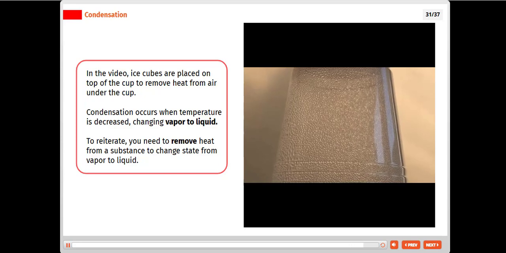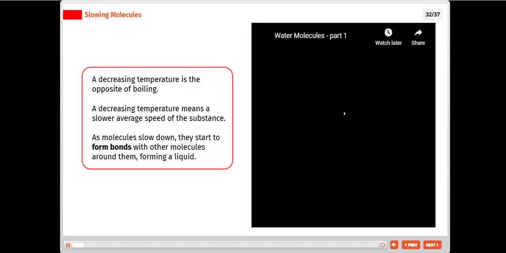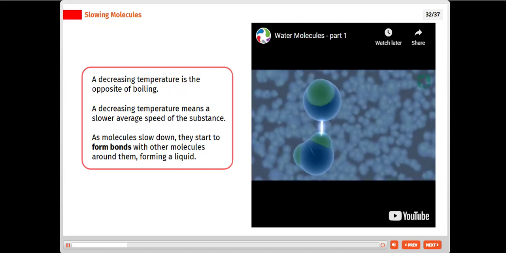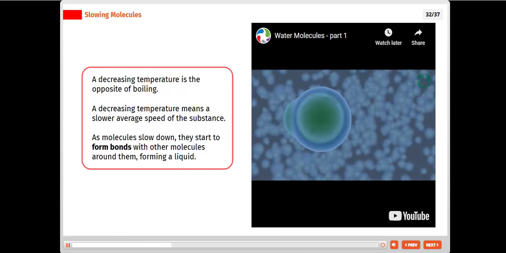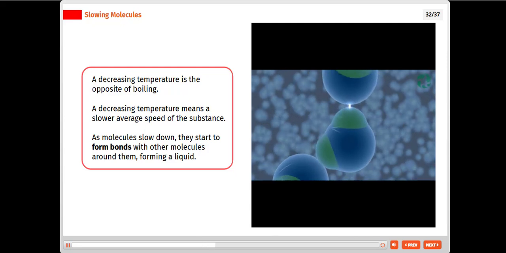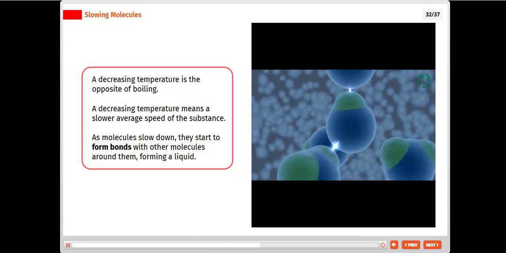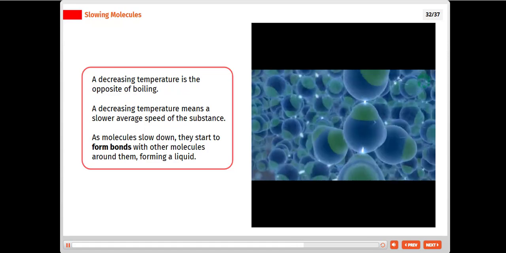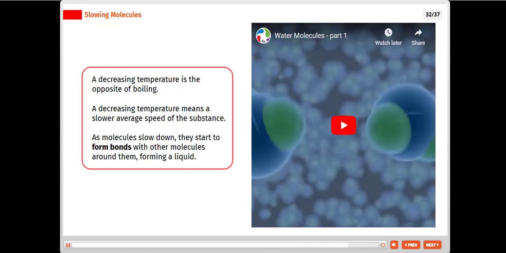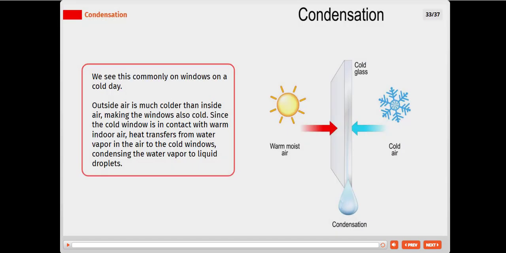A decreasing temperature is the opposite of boiling. A decreasing temperature means a slower average speed of the substance. As molecules slow down, they start to form bonds with other molecules around them, forming a liquid. We see this commonly on windows on a cold day. Outside air is much colder than inside air, making the windows also cold. Since the cold window is in contact with warm indoor air, heat transfers from water vapor in the air to the cold windows, condensing the water vapor to liquid droplets.